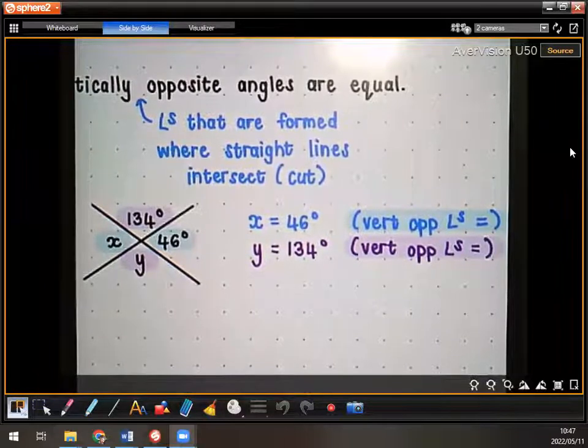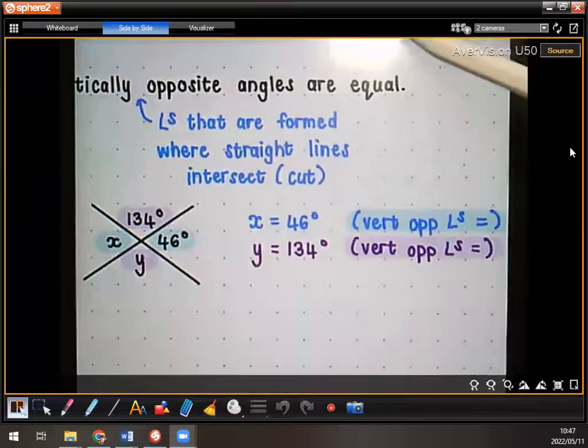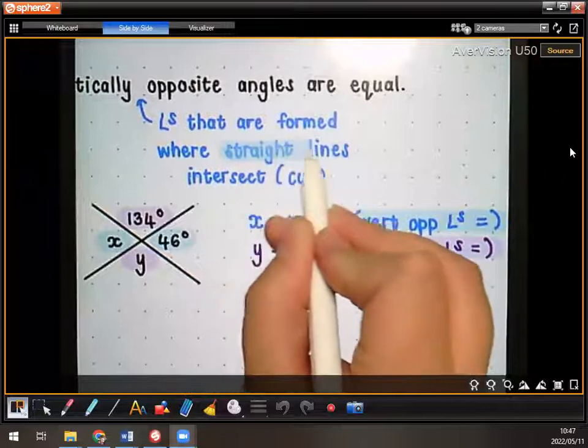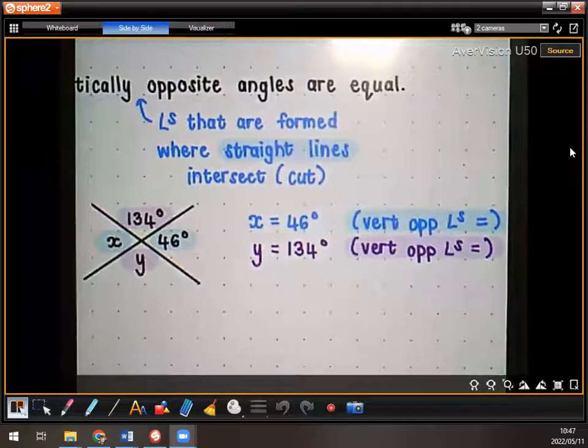Okay, the sooner you get into the habit of writing reasons, the easier it will be to remember when you are in higher grades. It's very important. Maybe we should just highlight this bit. Vertically opposite angles will only be equal when you have straight lines that are intersecting. Okay, so I can show you in the picture. This is a picture there. Maybe you can draw it as well, just so that you can see the difference.